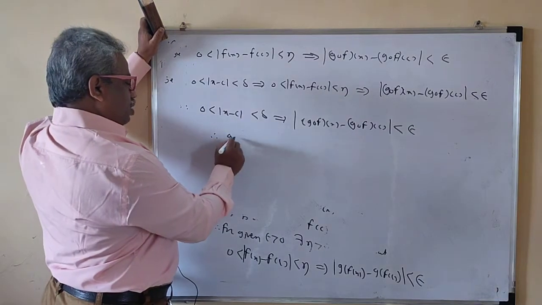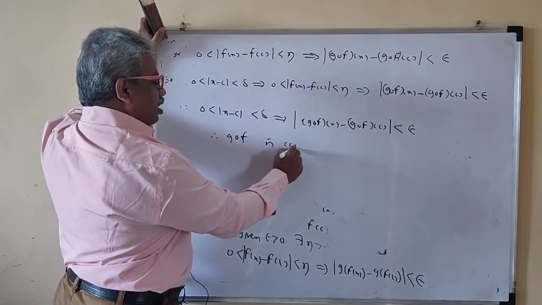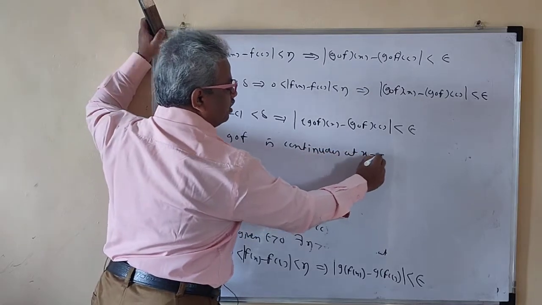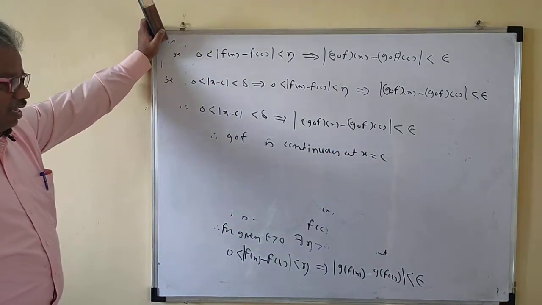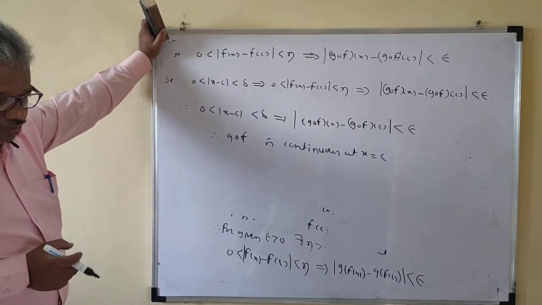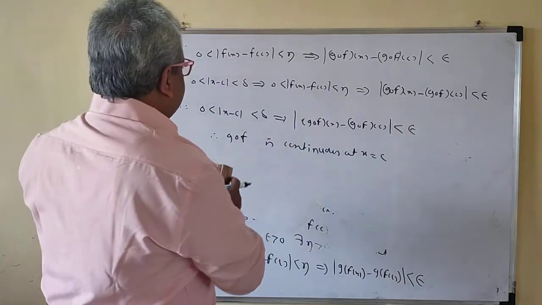So therefore g compose f is continuous at x equal to c. So in this way the theorem is over now. Okay.